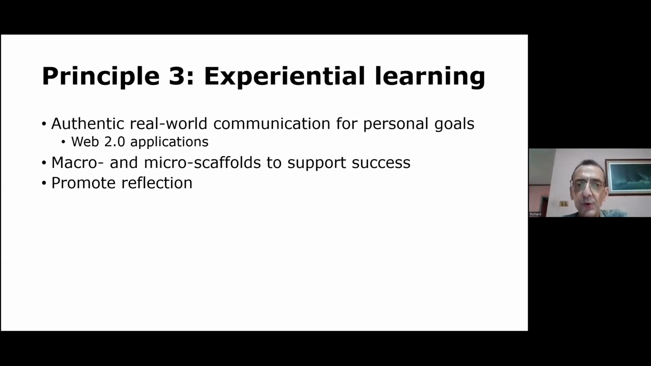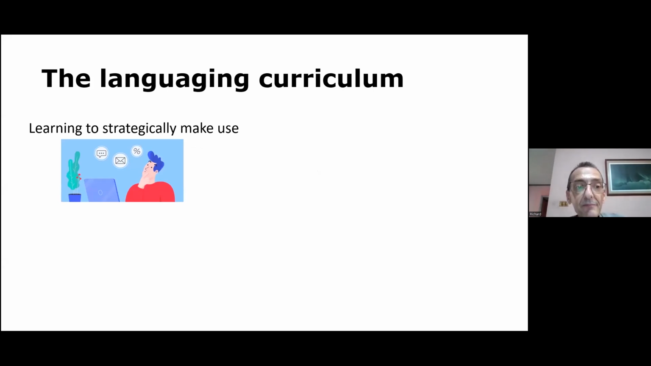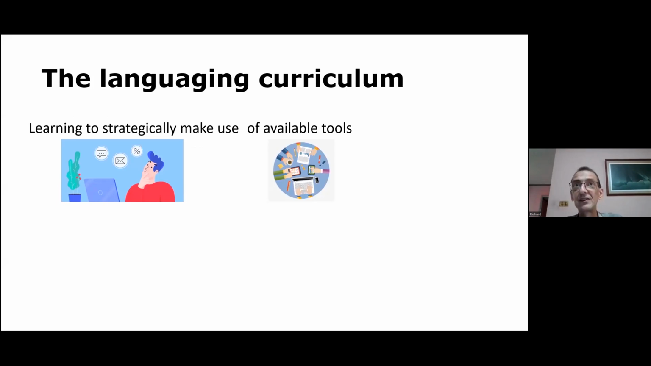So we have these three key principles feeding into the languaging curriculum: languaging from linguistic philosophy, English as a lingua franca, and experiential learning. And from that, we would like to define the languaging curriculum as learning to strategically make use. Remember, language use strategies, the available tools, use automated translation.